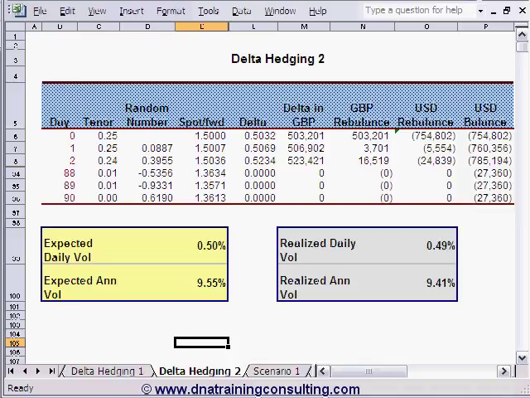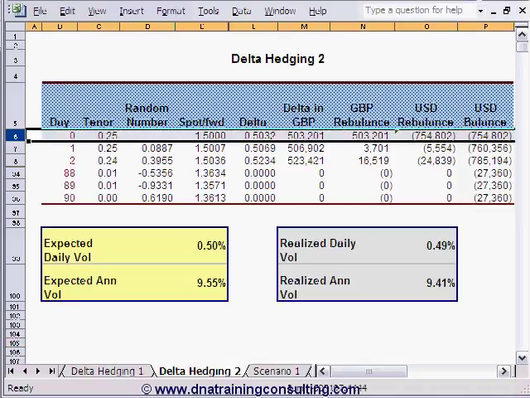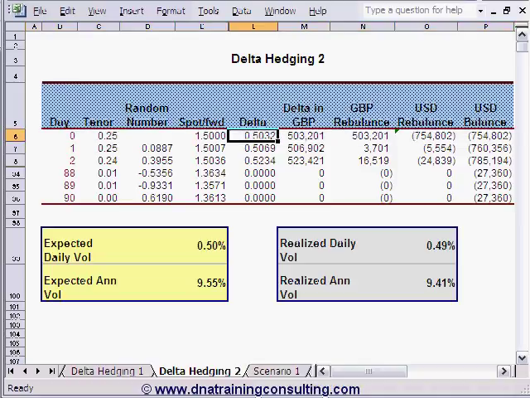Starting then on row 6 with a spot of 1.5 exactly, cell L6, which contains the formula for delta, tells us quite simply that delta at that time is 0.5032. Not surprising, since we're exactly at the money, spot and forward. The trader therefore enters into a forward contract at the forward rate, which is 1.5, for settlement 91 days later.